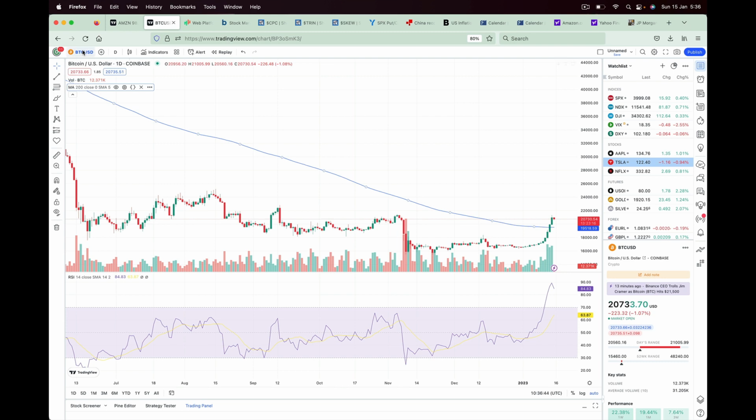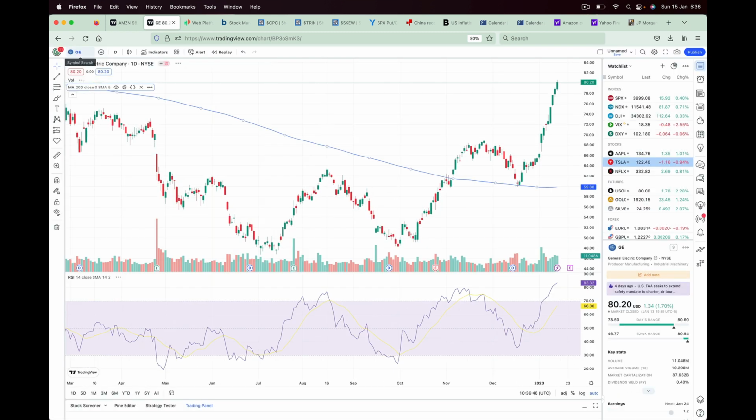And if we have a look at GE, it doesn't typically have parabolic moves like this, but you can see when it does become overbought, with the RSI above 70, it has a pullback. When it gets above 70 RSI, it does have a pullback. Right now, it's higher, as you can see, than both of those points, up here around 83 on the RSI.